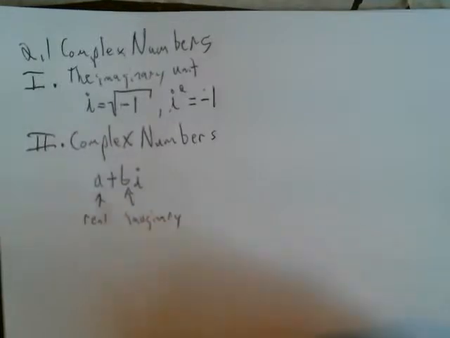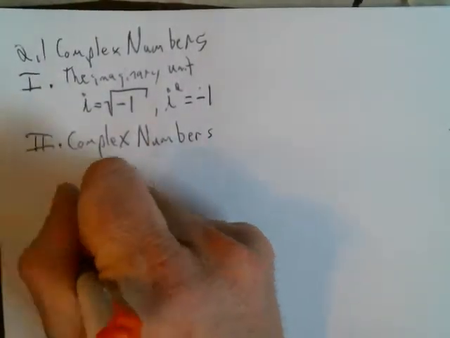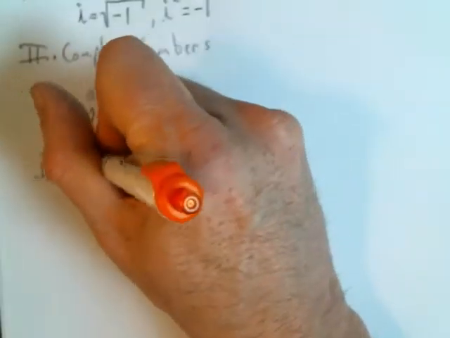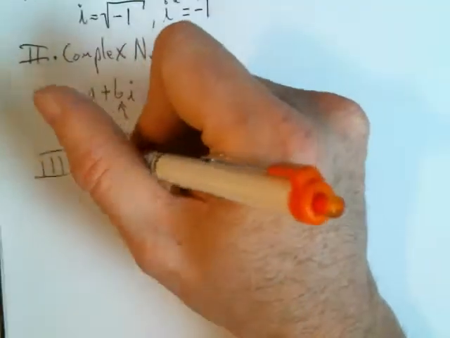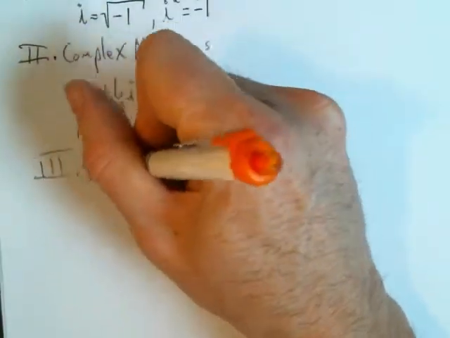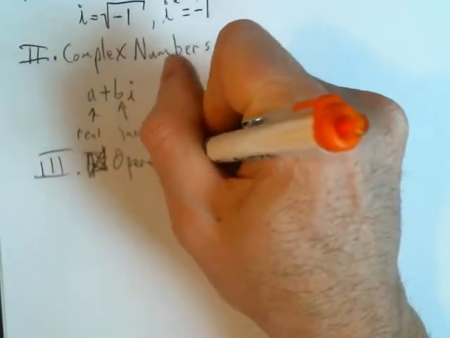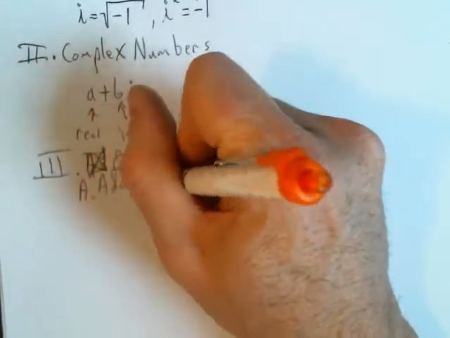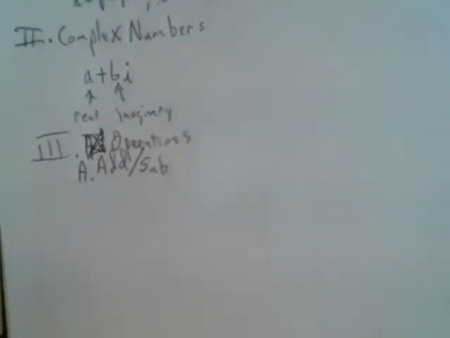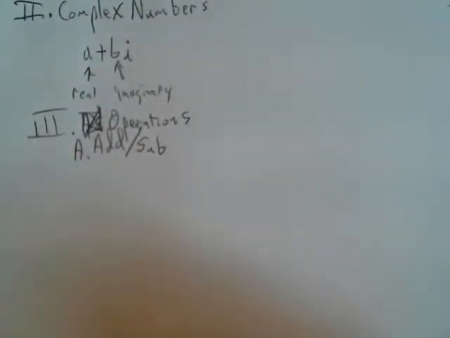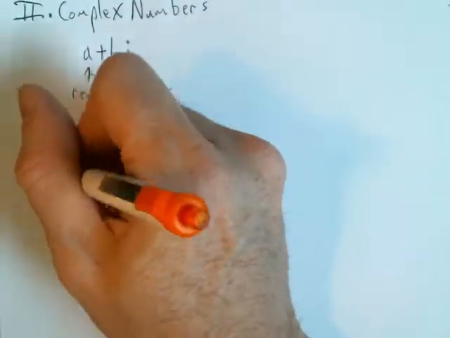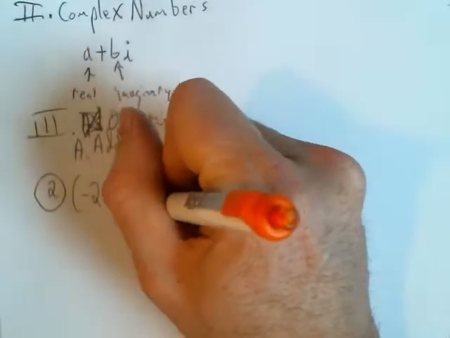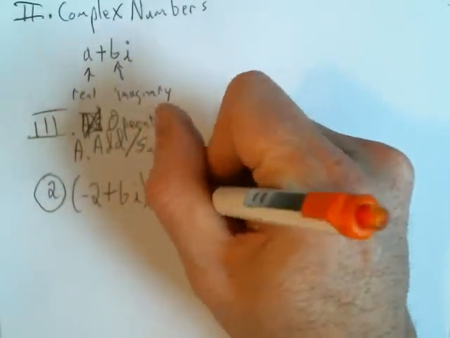So let's look at the operations you could do with complex numbers. We'll begin with addition and subtraction. And again, the concept is combine like terms. So let's look at number 2. They'll make a big deal with the parentheses. You can kind of just ignore them.